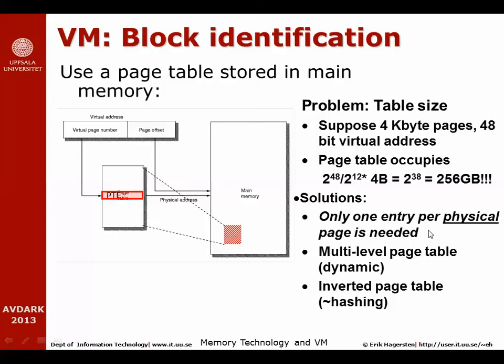One implementation that relies on that is what's called a multi-level page table. We're going to talk about that on the next slide. Another way to implement this kind of table in a more effective way is to do what's called an inverted page table or a hashing table. Both of these techniques leverage the fact that we only need translations for data that actually is in physical memory, not for the entire virtual address space.